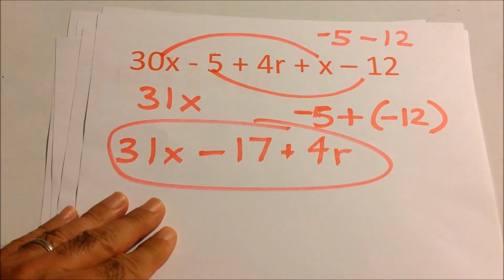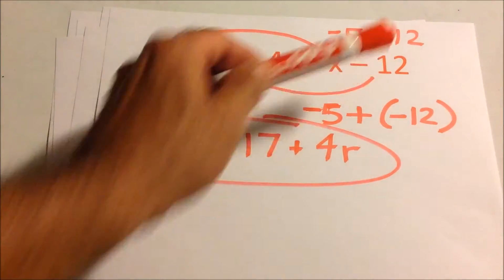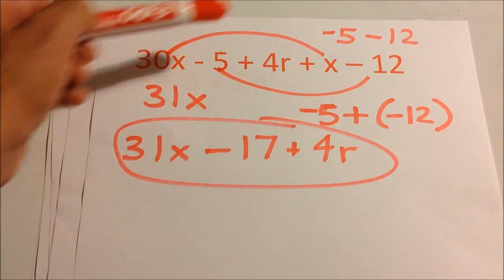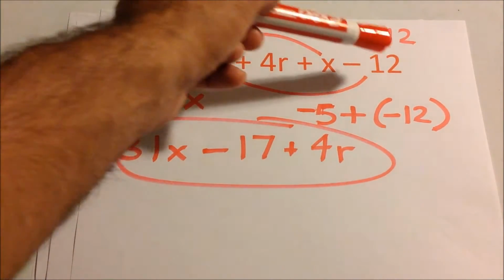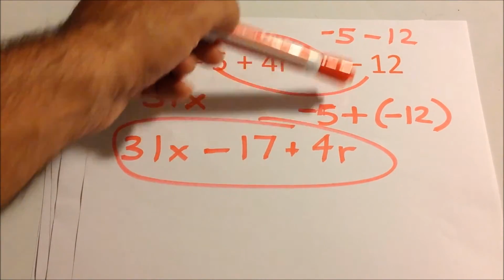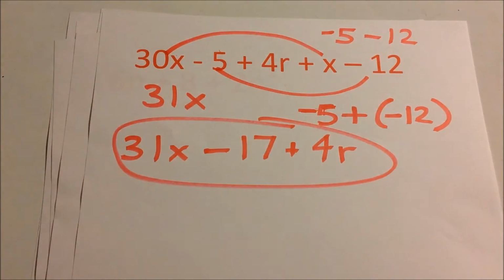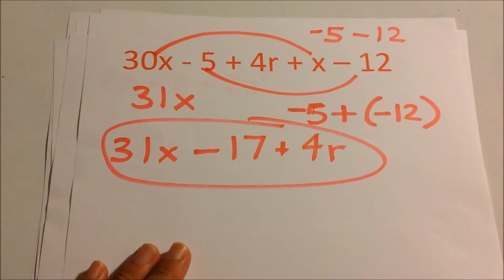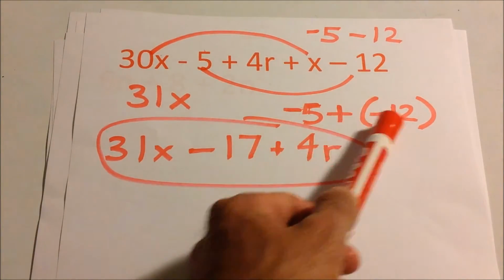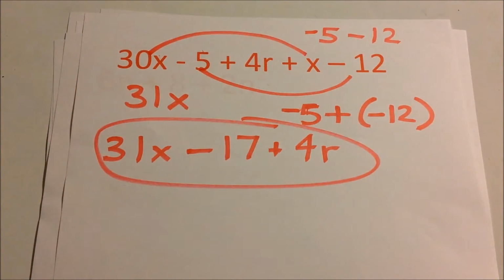So over here we have 30x minus 5 plus 4r plus x minus 12. You have 1, 2, 3, 4, 5 terms. You can combine the 30x and the x, and you get 31x. You can combine the minus 5 and the minus 12. Minus 5 minus 12 is minus 5 plus minus 12. Remember, keep change with subtraction. And you'll have 31x minus 17 plus 4r. Minus 5 plus minus 12 is a minus 17. 3 terms, but you can't combine anything else.